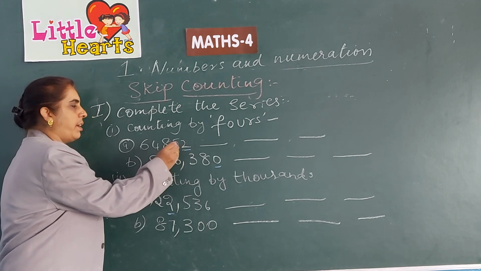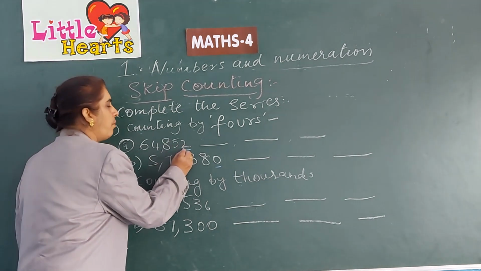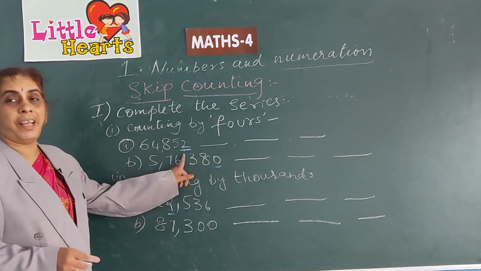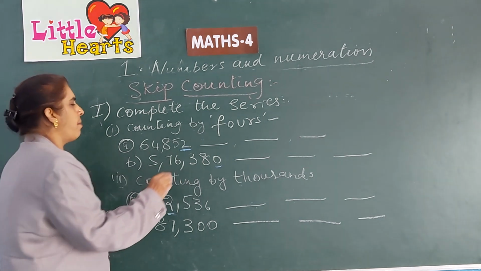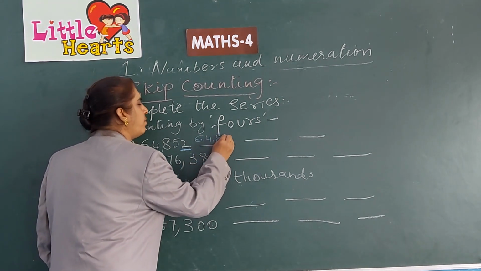64,852 is given and you have to write the next number. So just counting in fours means you have to add 4 to the ones place digit to get the next number. 64,856.